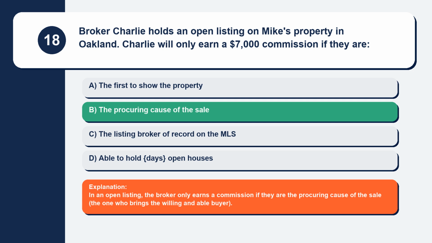Explanation: in an open listing, the broker only earns a commission if they are the procuring cause of the sale, the one who brings the willing and able buyer.